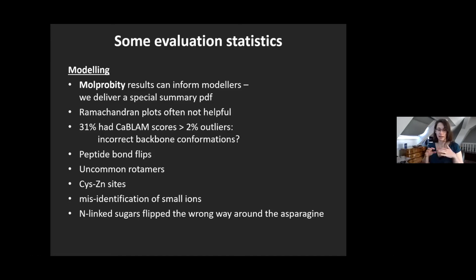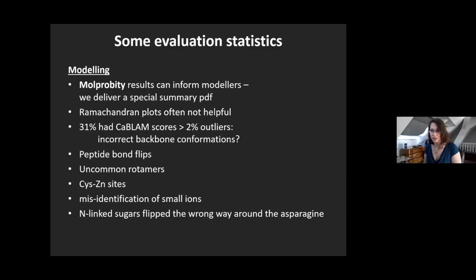And then N-linked sugars, glycosylations, were flipped the wrong way around the asparagine. And this happened in about, I think in the beginning we did a plot, it's a long time ago, so I don't know if it's still true, but in the beginning there were about 50% of glycosylation sites. And we don't know why.